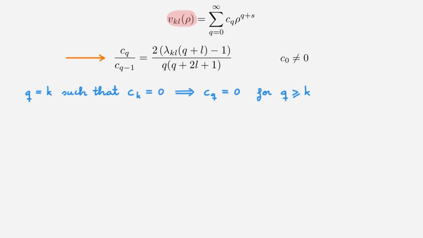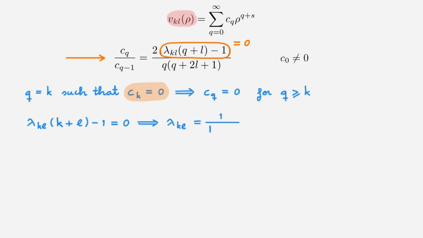So the question now is, how can we ensure that ck vanishes? This will happen if the numerator up here is equal to 0 when q equals k. Explicitly, the series will terminate if lambda times k plus l minus 1 is equal to 0. Rearranging, we get that lambda is equal to 1 over k plus l. At this point, it is important to note that I've conveniently labelled by k this integer index at which the series terminates. This is because this is a number we can use to label the different eigenvalues for a given L, and we had already decided to call this quantum number k, so I am now using this label.